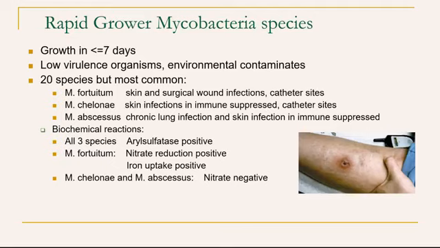All 3 species will be arylsulfatase positive, and if we go back in time and use biochemicals, M. fortuitum will be nitrate reduction positive, iron uptake positive. M. chelonae and abscessus are nitrate negative. It is best that you use MALDI-TOF or sequencing for the identification of the rapid growers.